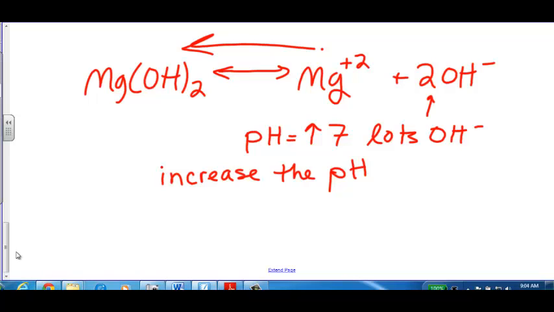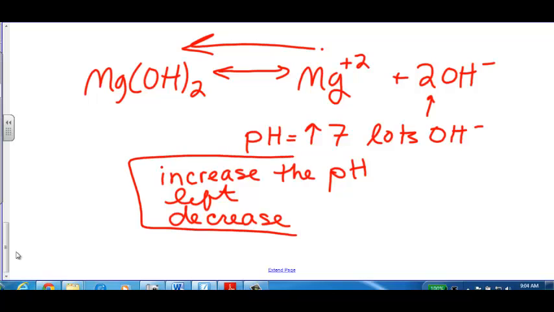Which will shift the equilibrium to the left and decrease the solubility of magnesium hydroxide. Okay, so those are the first 3 blanks under the equation. Okay?